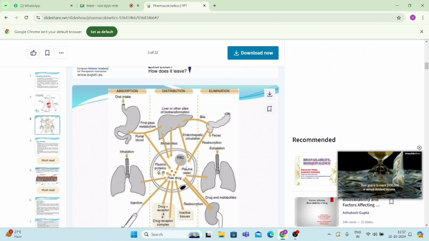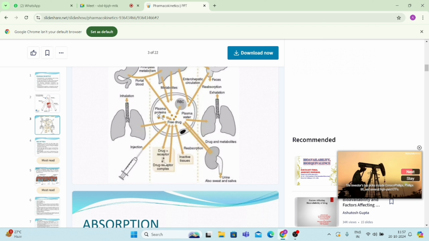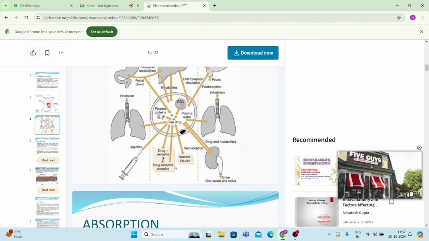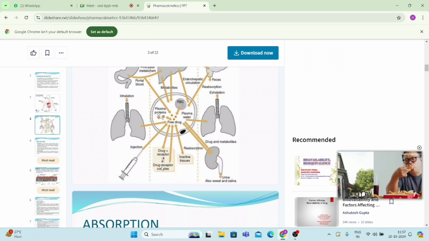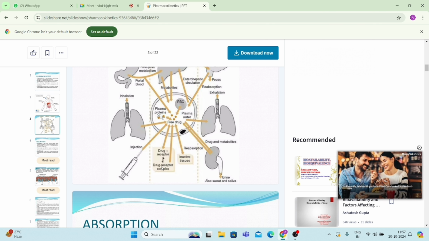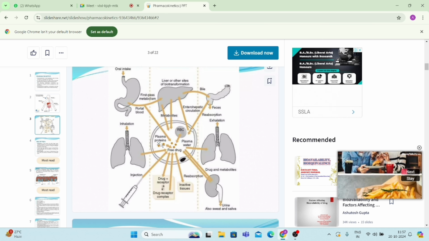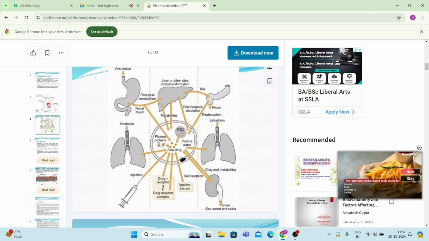Once the drug is bound to its receptors or the plasma proteins, we call it a drug receptor complex. Now this drug receptor complex will undergo some conformational change. Conformational change in the sense of its shape, or any molecular changes, it will undergo, and then it will go on to show the action.